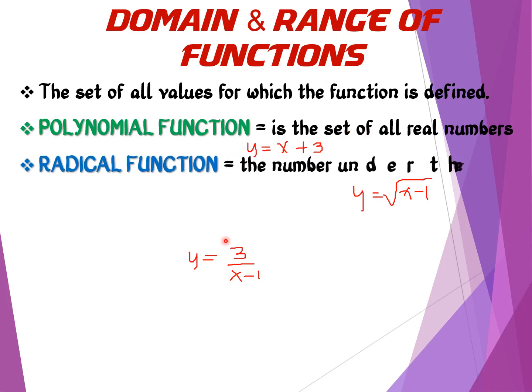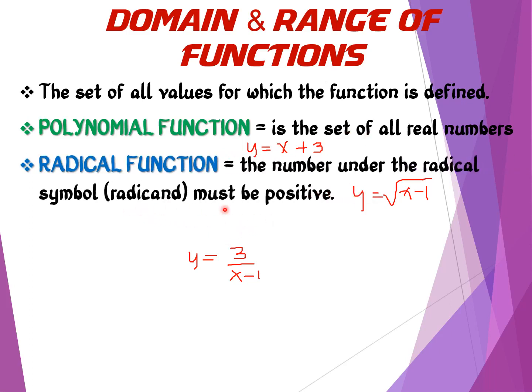Now, for a radical function, the number under the radical symbol, or the radicand, must always be positive. For example, you have y is equal to the square root of x minus 1. If we substitute any values for x, the resulting value should not be negative. So here, x should be greater than or equal to 1. So we can have 0 but not negative. If we substitute a value greater than 1, for instance 2, you will have 2 minus 1, that is still positive. So all the values greater than 1 will be the domain.